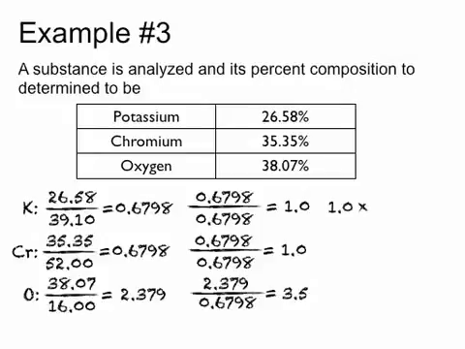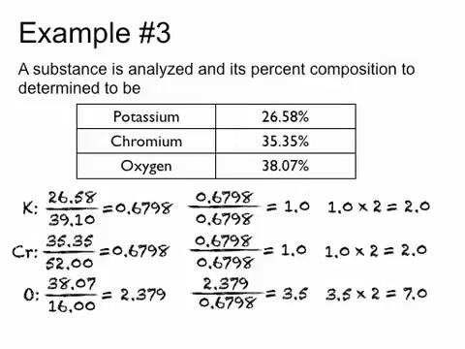And so 1 times 2 is equal to 2. 1 times 2 is equal to 2. And finally, 3.5 times 2 is equal to 7. So our formula ends up being K2Cr2O7.